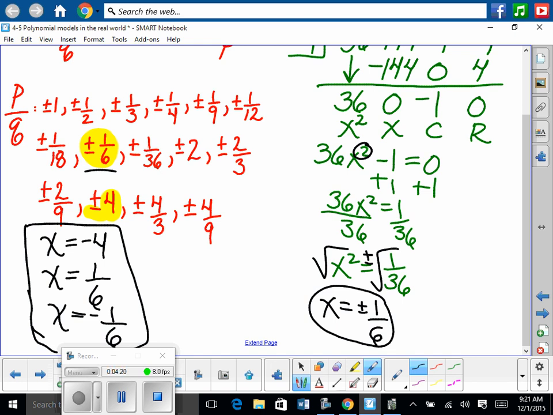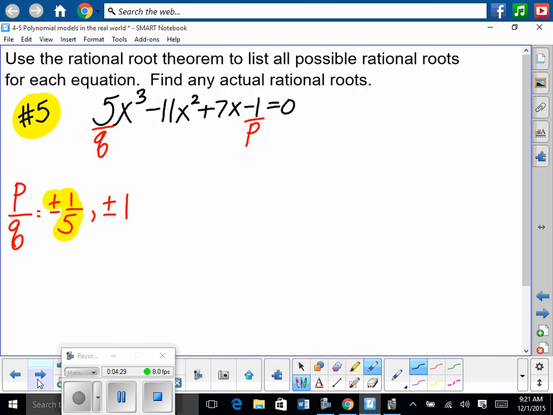Honestly, depth of knowledge high. This is a pretty advanced problem. But this is what you're going to be seeing. All right, let's do another one together, and then I'll let you work on just one, and then we'll move on. So we're going to do number 5 together, okay?